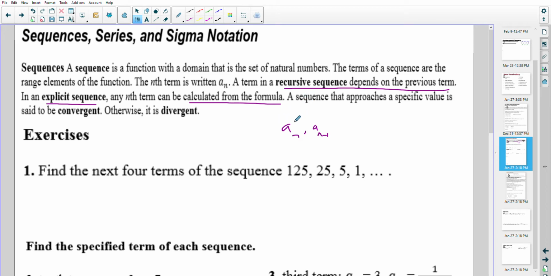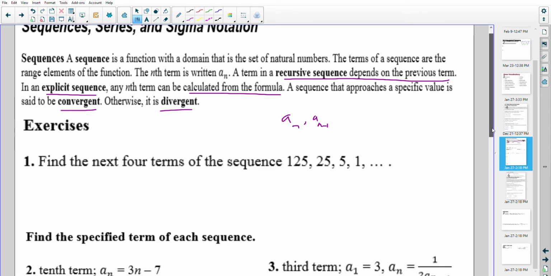So in recursive, you have to keep getting the next term, and in explicit, you could jump to the term that you wanted. If the sequence goes to a specific value, it's called convergent, and if it doesn't go to a certain value, like it goes to infinity, it's divergent.